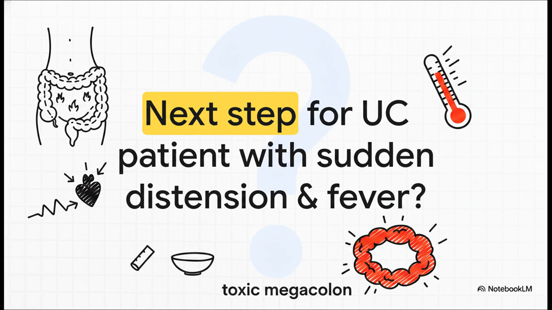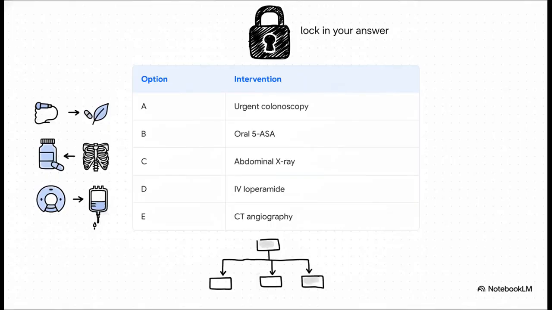Well, you should immediately recognize this as the textbook hallmark of an acute megacolon catastrophe. He has clear systemic toxicity and the physical signs of profound colonic dilation. Take a look at these 5 options. This matrix is specifically engineered to test your strict adherence to the procedural contraindications we just talked about. Lock in your answer in your head before we break it down.